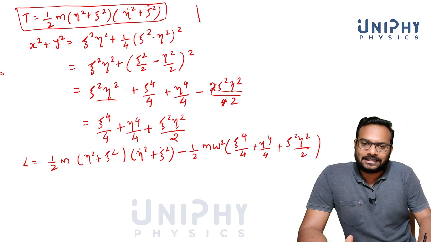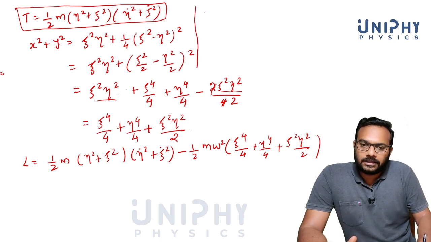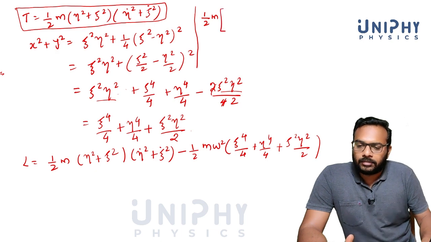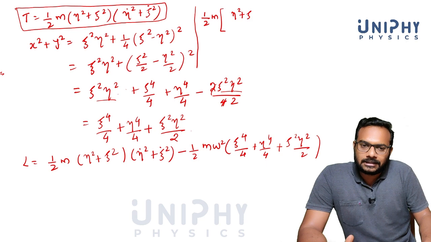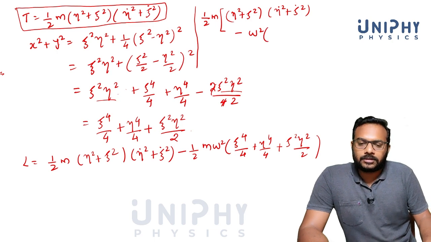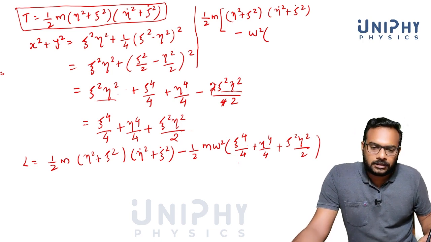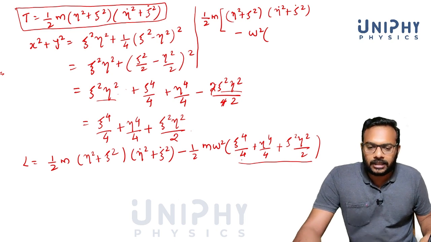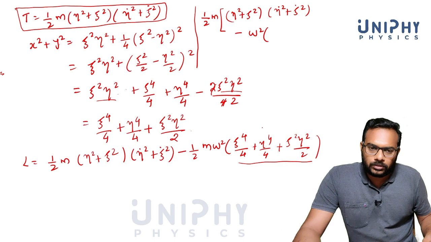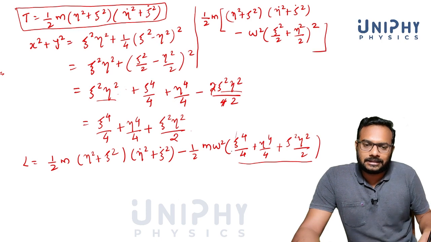Now to match it with the options, we can pull this half m outside. If you pull this half m outside, it is eta square plus psi square multiplied by eta dot square plus psi dot square, minus omega square. This term looks like a product, so you can write it as psi square by 2 plus eta square by 2, whole square. This is just an expansion of this.